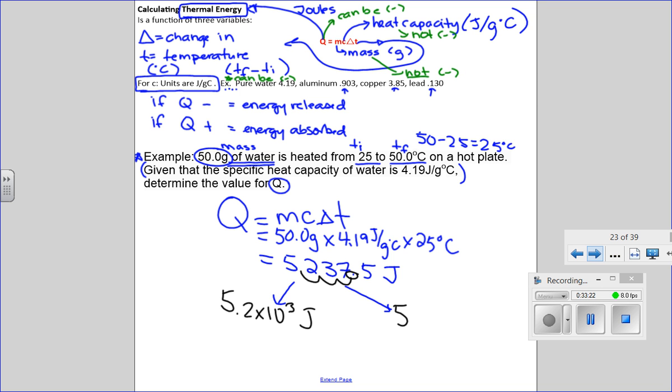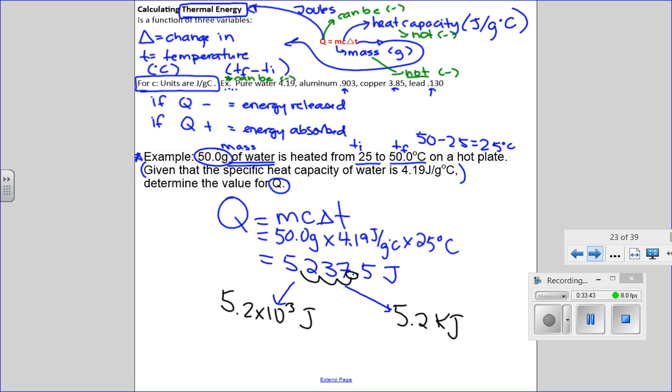Now I could also simply write 5.2 kilojoules. A kilojoule is 1,000 joules. And unless I've specified which unit you have to use, which I don't usually do, you could report your answer either way and they would both be correct.